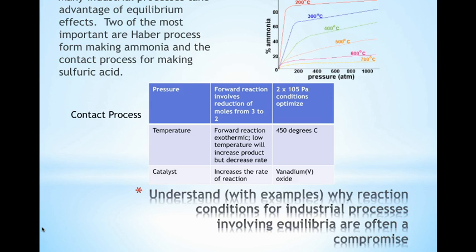The contact process is similar. We want to balance pressure, temperature, and a catalyst so that we can get the most product in the least amount of time, and so that we can have the needed amount of pressure and the needed amount of temperature that could be available to us in an industrial situation. Again, we'll talk more about this in the classroom.